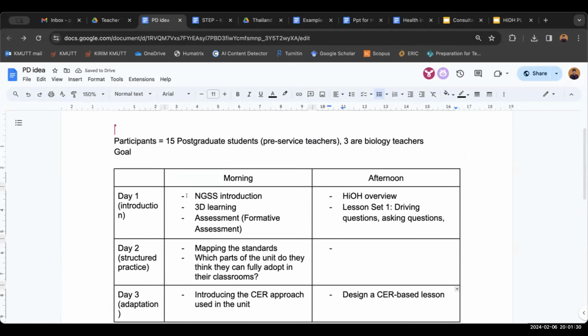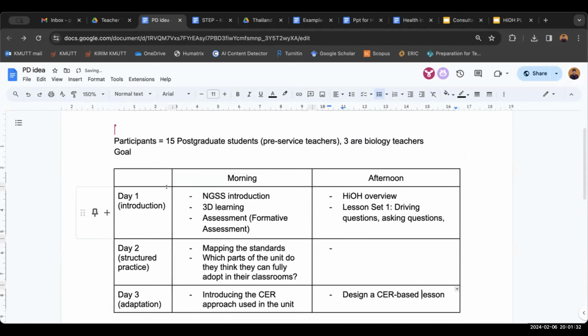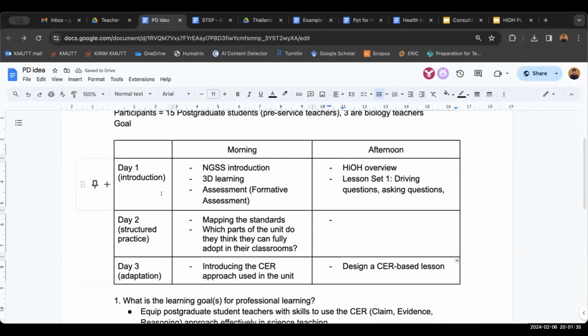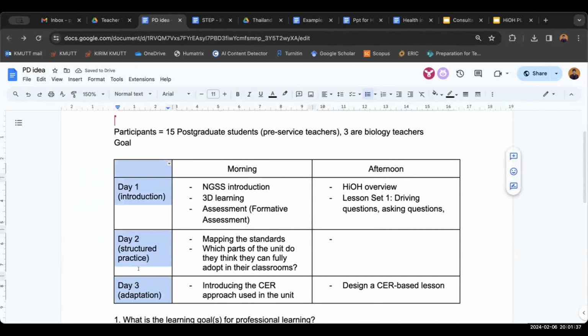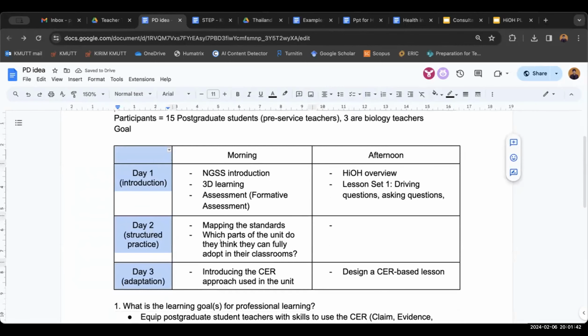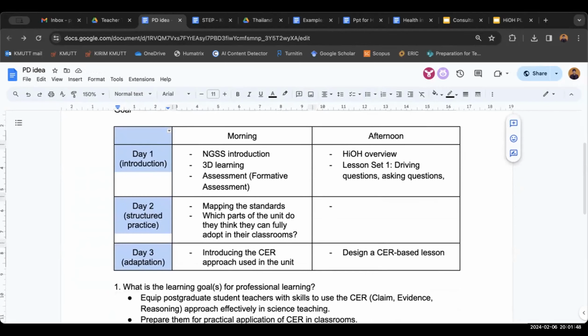So you plan to do your PD with your pre-service teachers for 3 days, right? Or 2 days and a half? I'm thinking of whether I can actually have a 5-day, full-week training with them. I'm actually thinking of day 4 to let them practice or execute the plan, and then we have feedback in the afternoon. So which unit I think they can fully adopt.